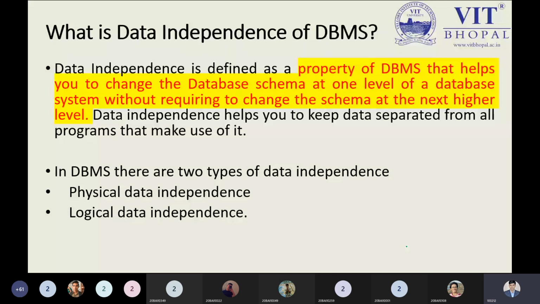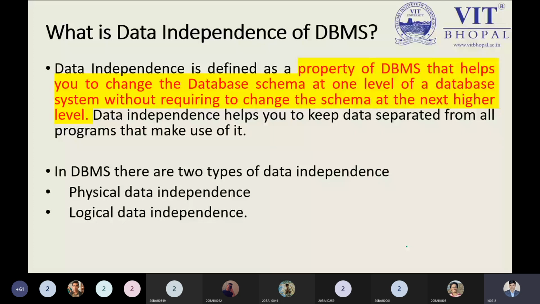You can easily note this down. Data independence is defined as a property of the database management system that helps you to change the database schema. I have highlighted some terms, and that is the main important line. Its actual definition is: a property of a database management system that helps you to change the database schema at one level of a database system without requiring a change to the schema at the next level. Here we have two types of data independence. One is physical data independence, the other is logical data independence.